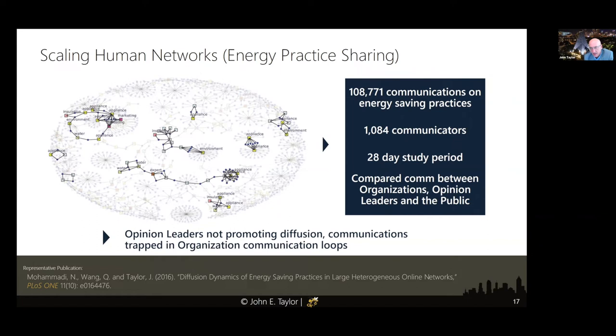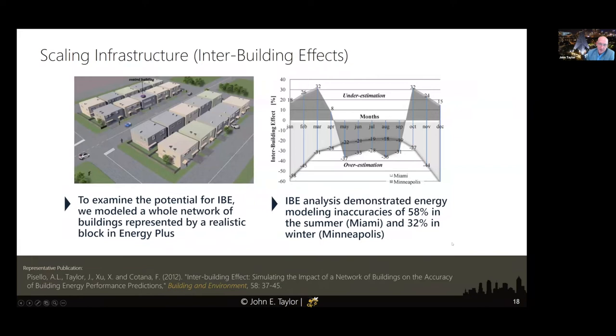And we decided to do a 30-day period to look at all social media postings related to energy-saving practices. At the time we collected the data, there were about 110,000 communications, and we used that to understand why one energy-saving practice might flow pretty far across the network, whereas others might basically separate off from others and be in a closed loop. And so we also looked specifically at opinion leaders, the general public, and organizations as entities that are promoting the diffusion of concepts, and looked at which had a greater impact on the flow of a practice through the network. So, interesting things to learn if we're talking about purely the human networks.